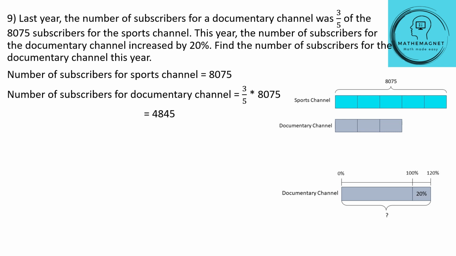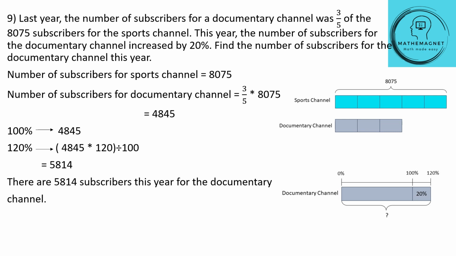Now this year there has been an increase in 20%. So if we are comparing it to last year, the last year's value will be 100%, and this year is an additional 20%, so it becomes 120% this year. So let's see how to go about it. So 100% is 4845. So 120% will be 4845 into 120 divided by 100, which is equal to 5814 subscribers. So the documentary channel this year had 5814 subscribers.